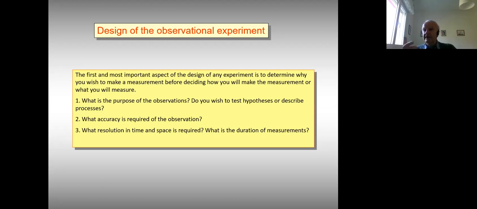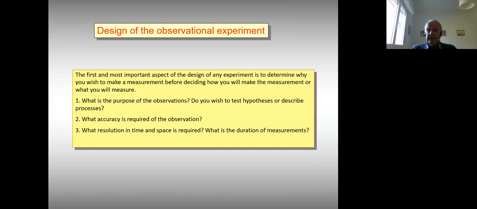Do we wish to test hypotheses or describe processes? This is one thing. What accuracy is required by the observation? For example, let's talk about a very simple example: the tides. If you know that the tides, for example along the coast of England, have amplitudes on the order of a meter, we don't need there the accuracy of 1 millimeter. It's enough to have the accuracy of a centimeter or even a decimeter, right?